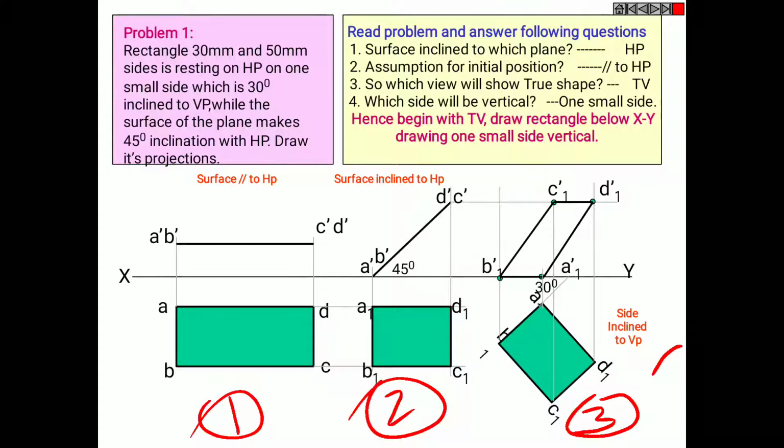So now here there is a rectangle of 30 mm and 50 mm sides resting on HP on one small side, which is 30 degrees inclined to VP, while the surface of the plane makes 45 degrees inclination with HP. Take a minute to complete the diagram. Just write the question, make the conditions and the 3 stages of your diagram.